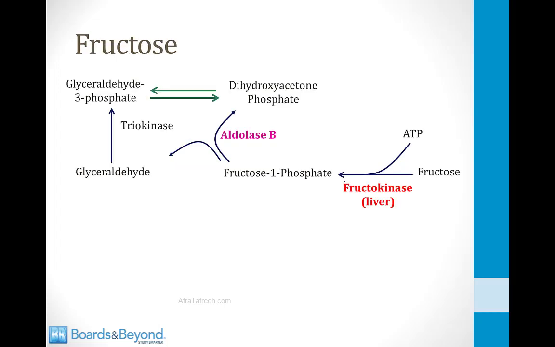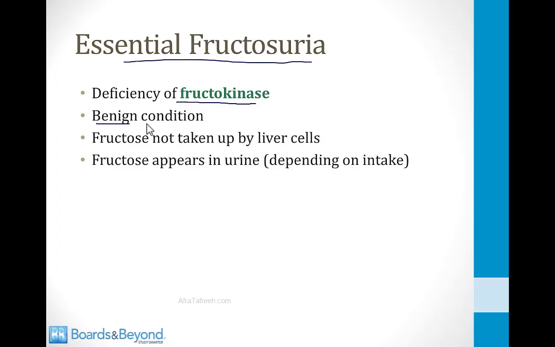Going back a couple of slides, recall that fructokinase is found in the liver, and it catalyzes the first step of fructose metabolism, conversion of fructose to fructose 1-phosphate. So if this enzyme is missing, you won't be able to metabolize fructose, and it will circulate in your blood and spill out in your urine and get excreted in the urine.